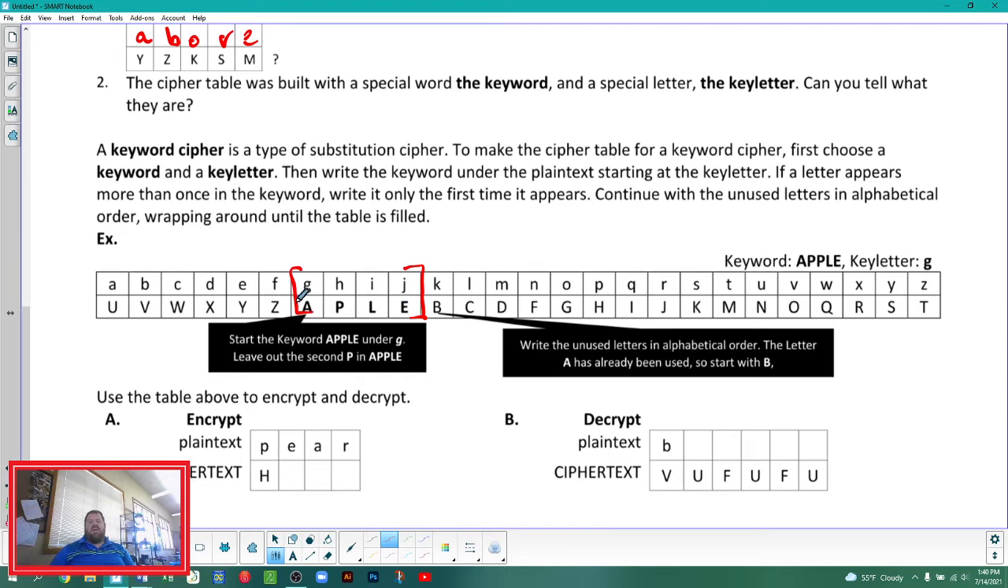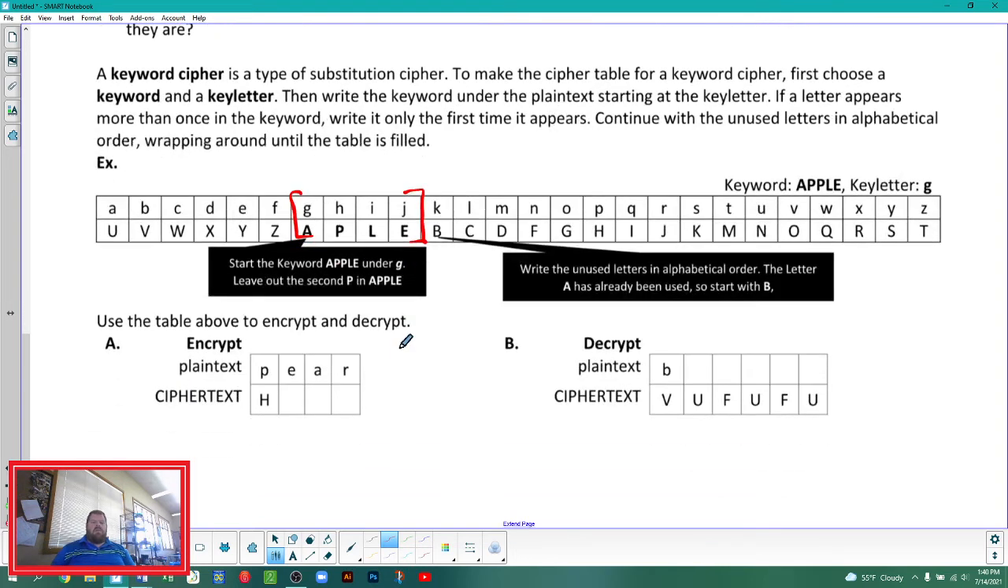Okay, skipping any letters from apple. So we don't start with A because A is in apple. We skip E because E is in apple. Okay, and so on and so forth. So we're going to use this table above to encrypt and decrypt these two problems.